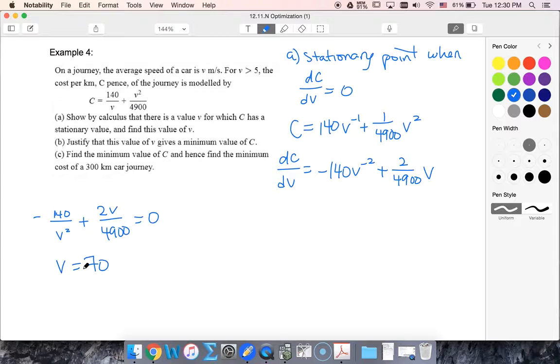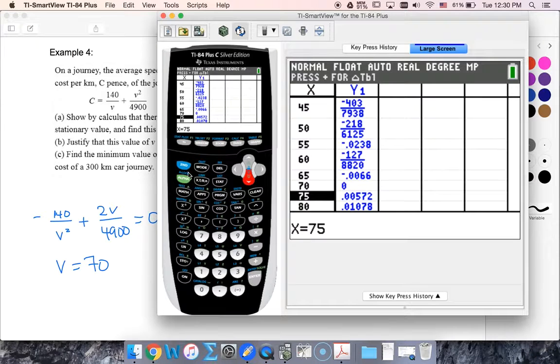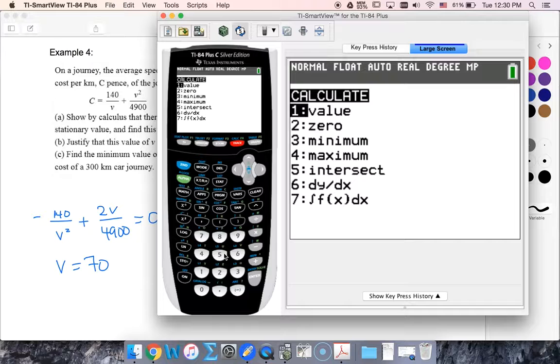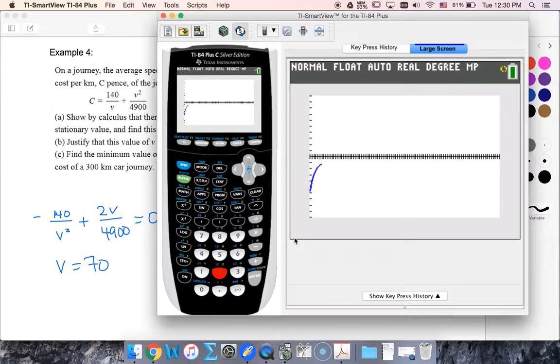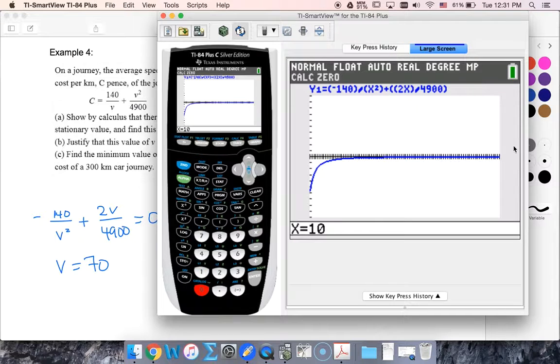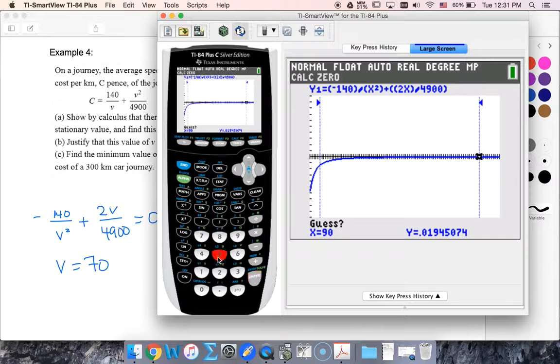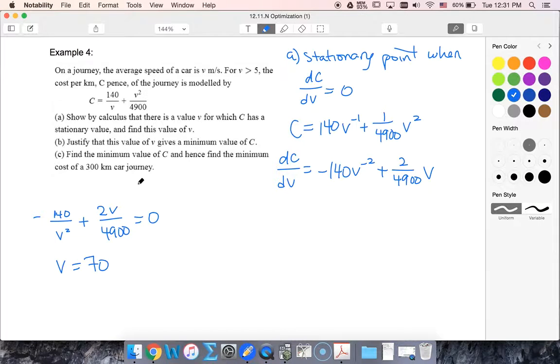Okay, so that's one way to solve it. I could have used my calc zero function. So based on my picture here, it's hard to see where it happens. I know for sure it's negative over here. So I could say that my left bound was like 10. And it's hard to see where it crosses on the right. So I could say my right bound is 90. And my guess, based on this, I can't really see. So my guess I would say is 50. But I also get 70.